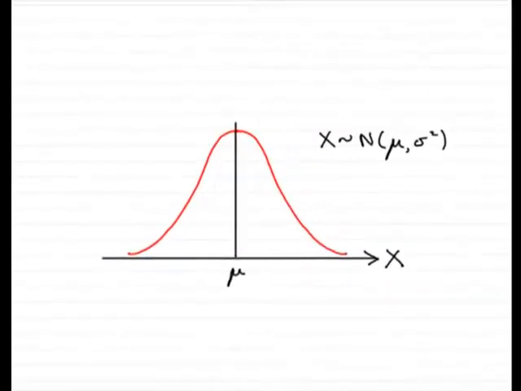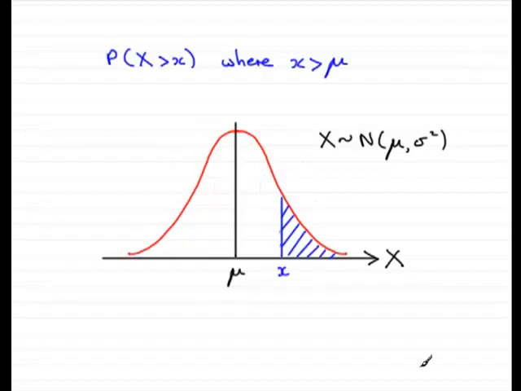Hi, welcome to this tutorial on the normal distribution. In this tutorial, what I'm going to be showing you is how to work out the probability of being more than an observed value x when that observed value is greater than the mean mu. In order to do this, it's best if we run through an example.